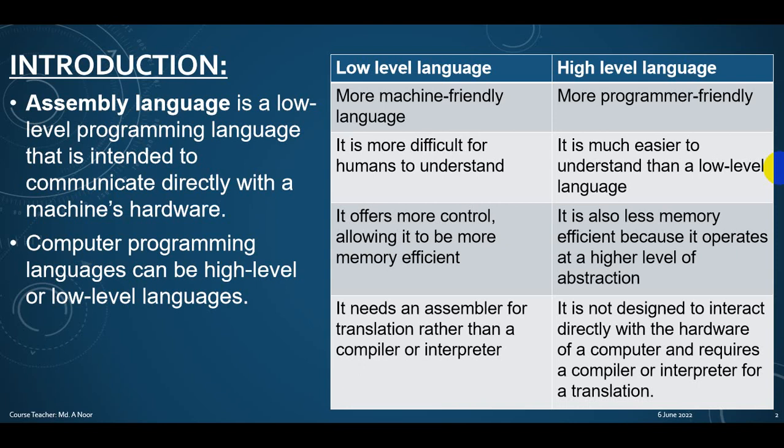Now, a low-level language needs an assembler for translation rather than a compiler or interpreter. A high-level language is not designed to interact directly with the hardware of a computer and requires a compiler or interpreter for translation. The compiler basically converts your high-level language to assembly language first, then from assembly language, it generates the machine code.